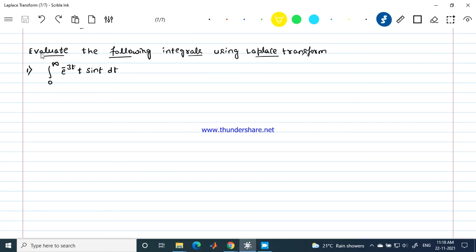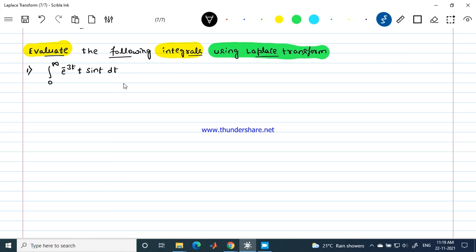Next is evaluation of the given integral using Laplace transform. The problem clearly tells us it is not about finding the Laplace transform of some function. Instead, we are supposed to find the value of this integral. For that, I am taking the help of Laplace transform. So we can consider these problems as one of the application of Laplace transform.